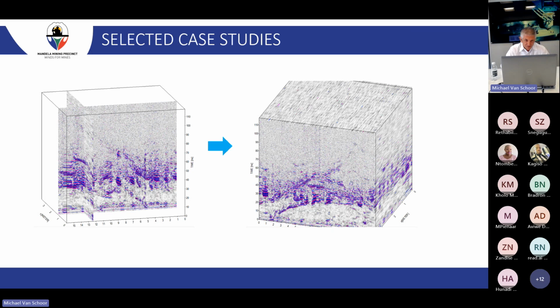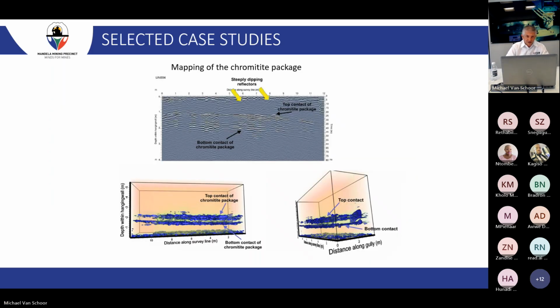This is just showing some lithology in the immediate hanging wall, looking at it from different perspectives. You can look at your different sections on the left, or you can look at the whole cube of 3D GPR data on the right. In the next couple of slides I'll be showing a few of these 3D examples.